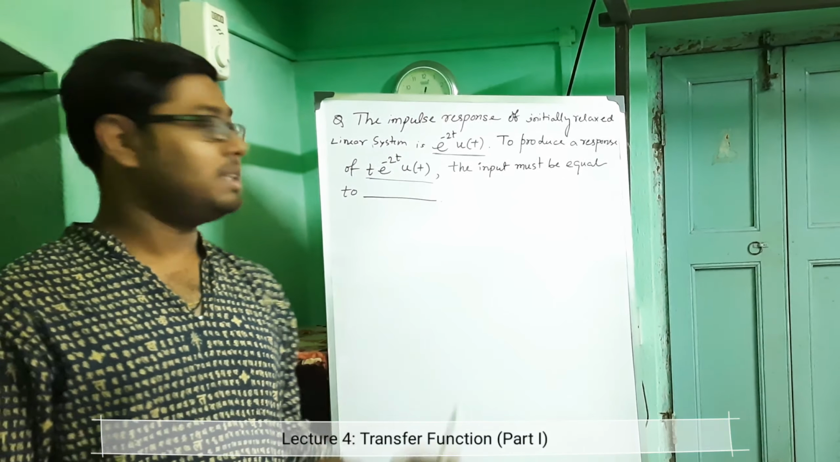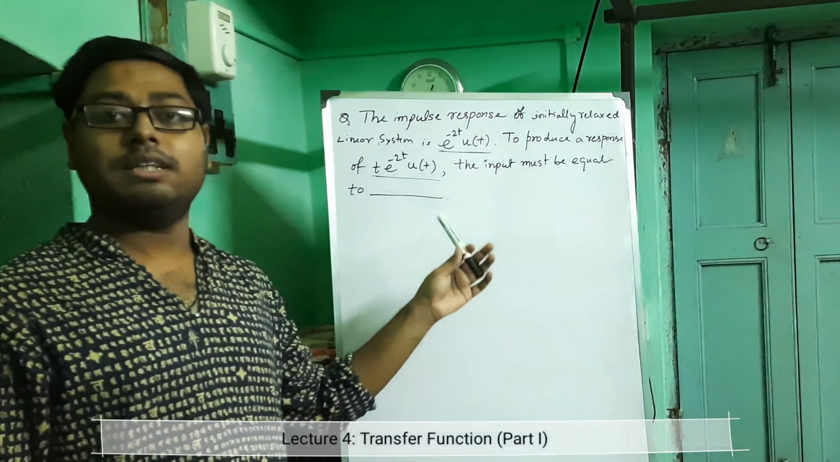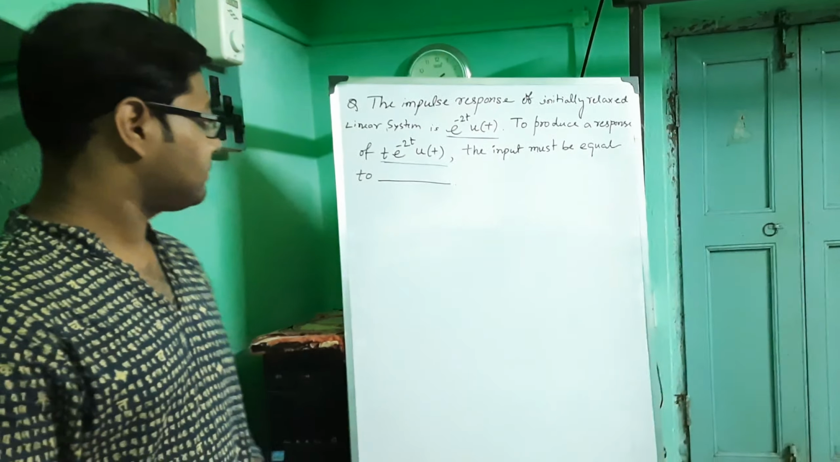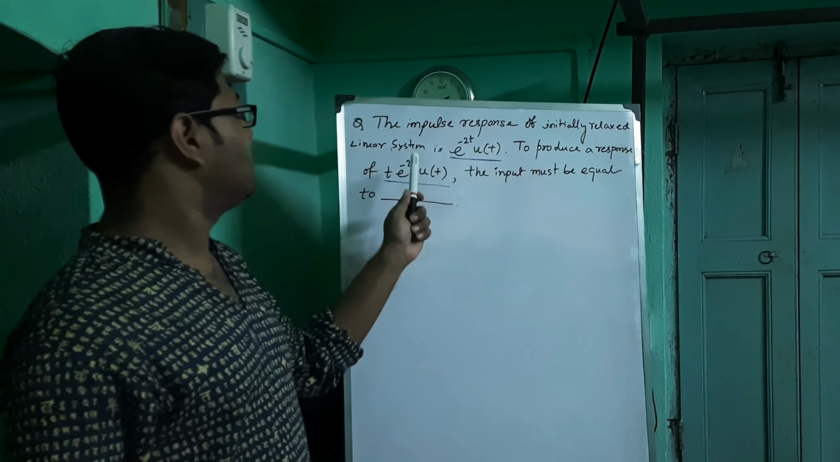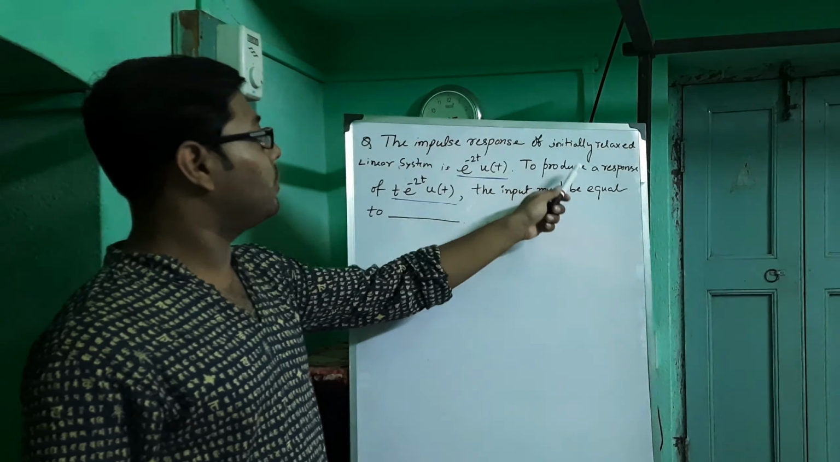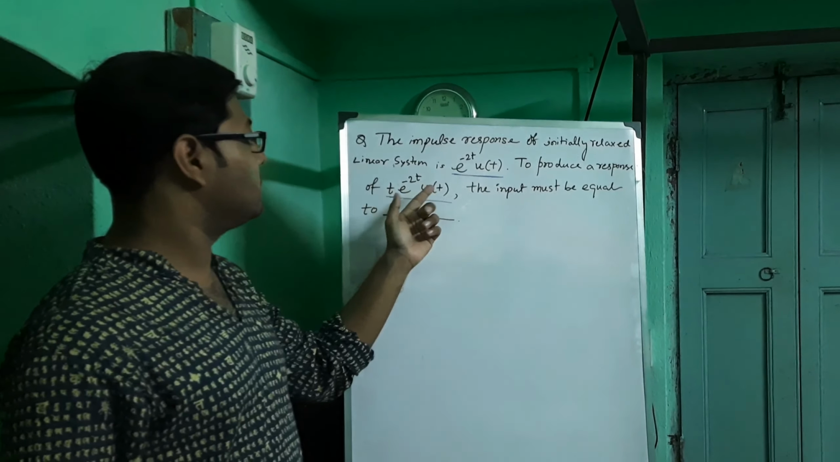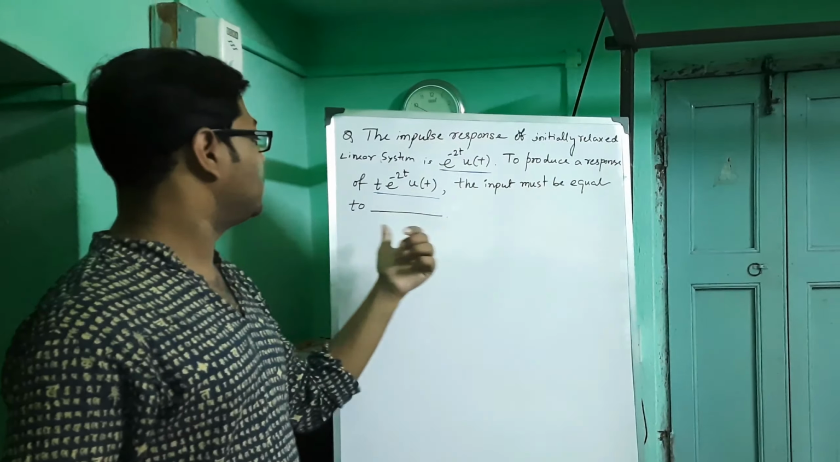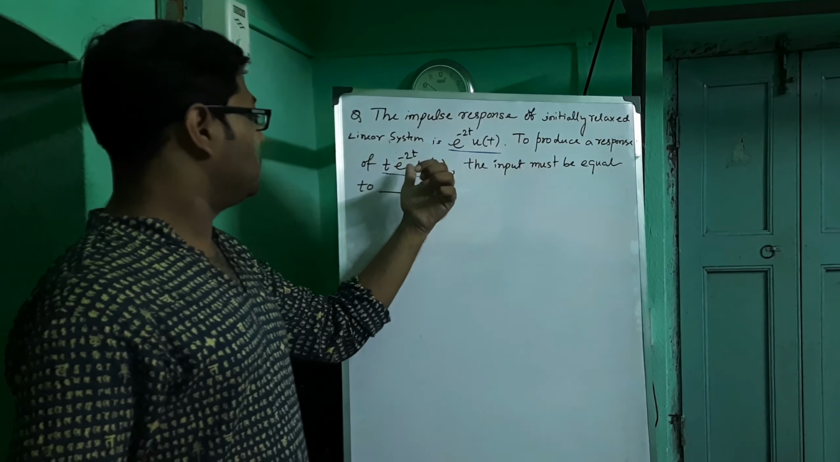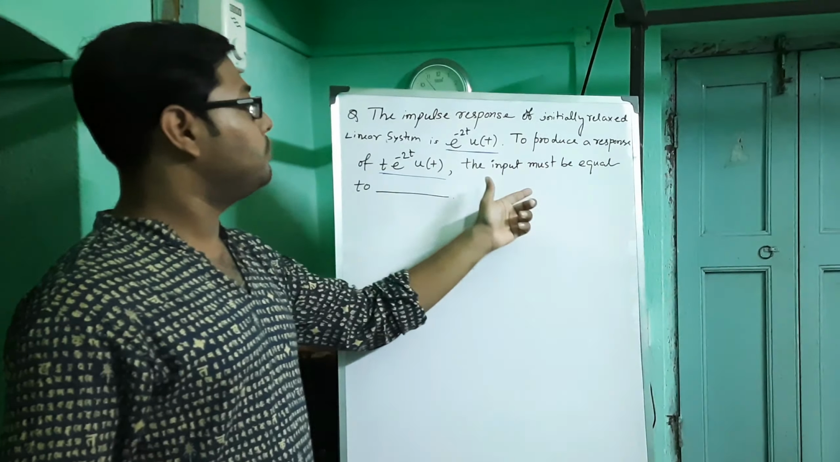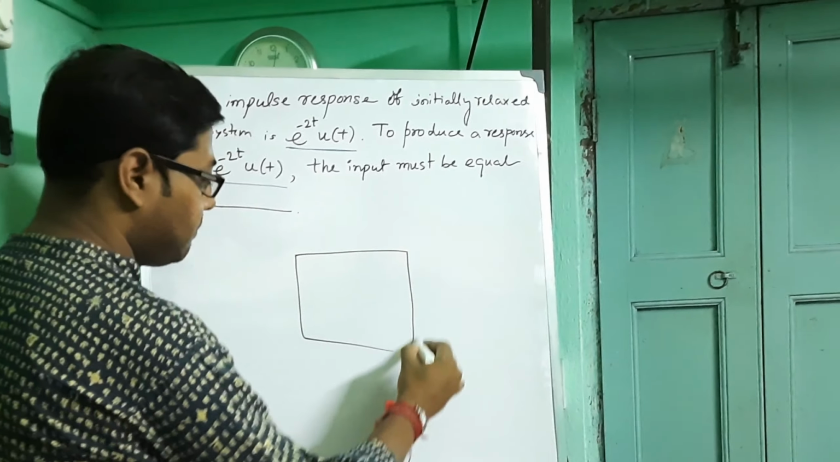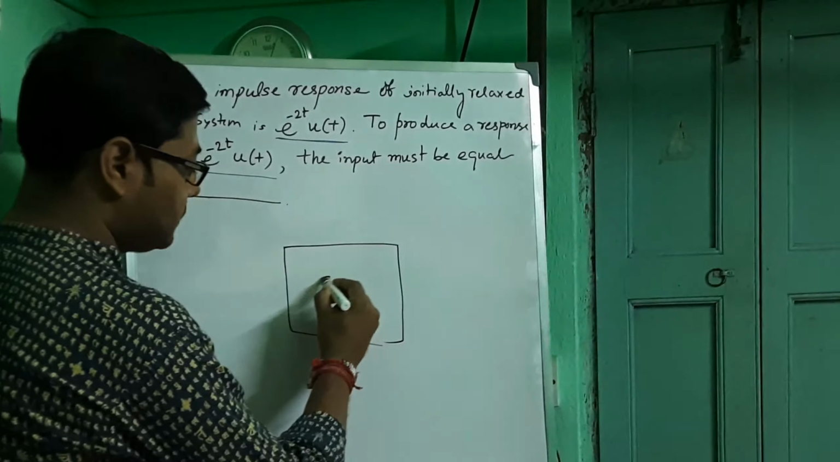So we take a question and accordingly we'll discuss the transfer function of a system. The question is: the impulse response of an initially relaxed linear system is e to the power minus 2t u(t). For the input that produces the response t e to the power minus 2t u(t), the input must be equal to what? We have to find the transfer function.